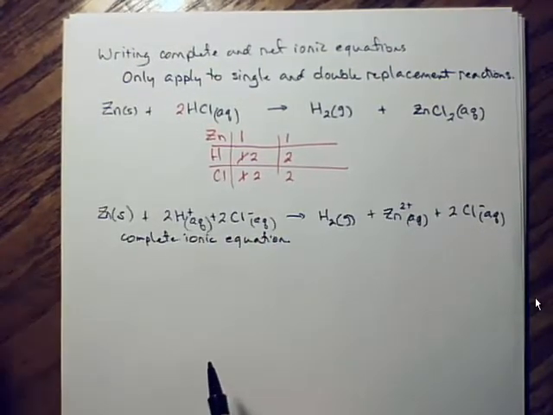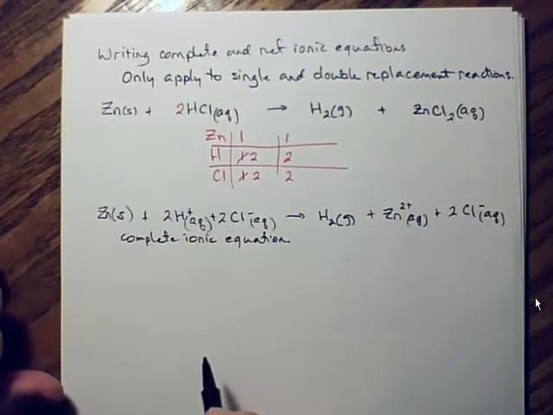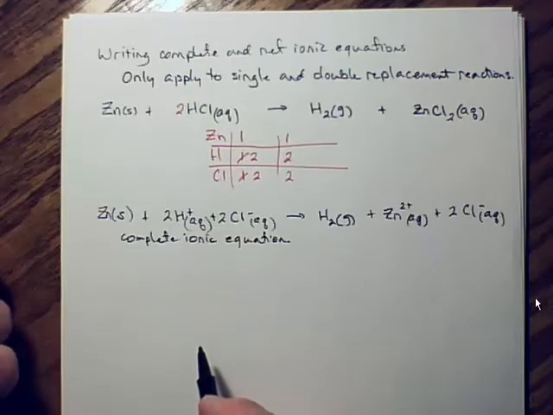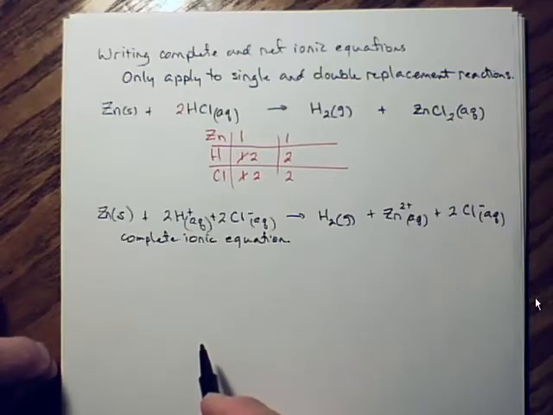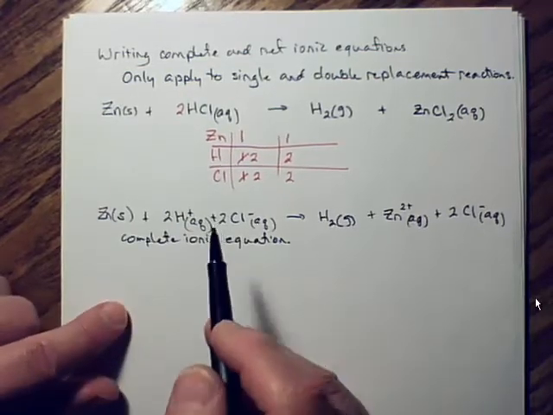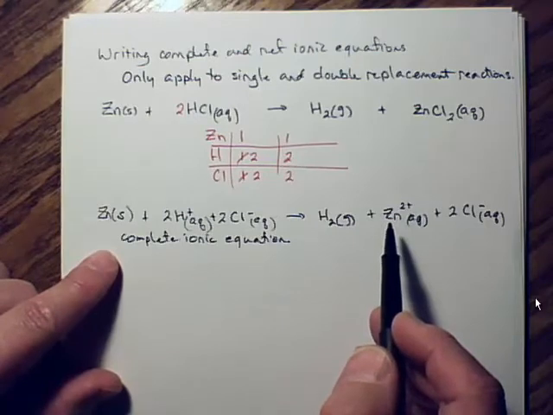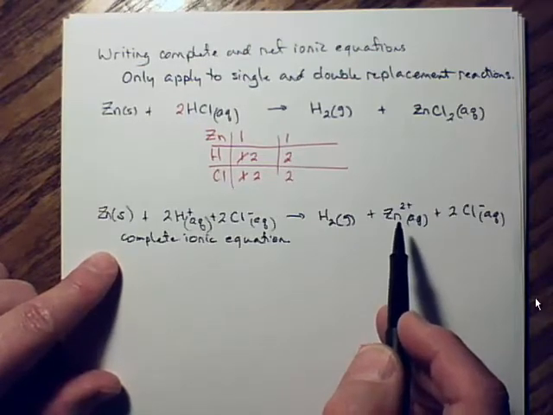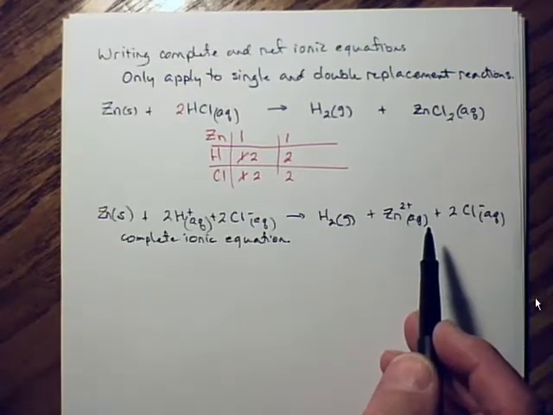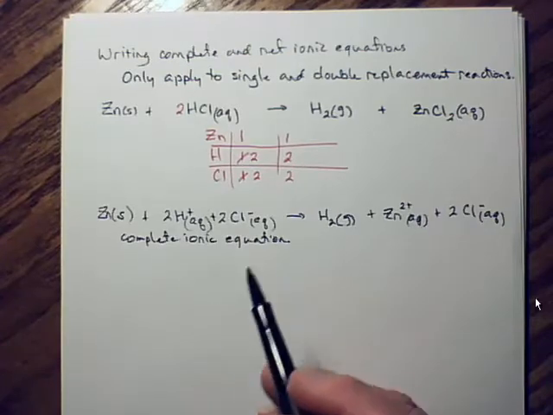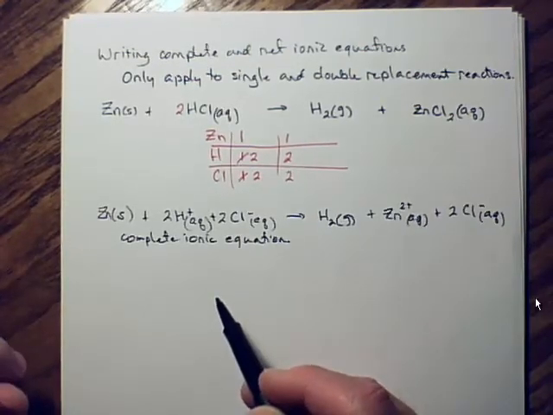To write a net ionic equation, we're going to eliminate any ions that are exactly the same on both sides. So to figure this out, you've got to be really careful to get this complete ionic equation right the first time. Because if your complete ionic equation isn't right, then your net ionic equation may be also wrong. Okay? Does that make sense?